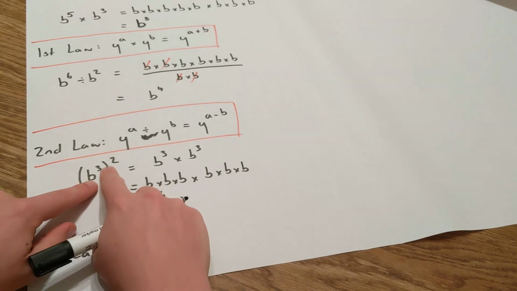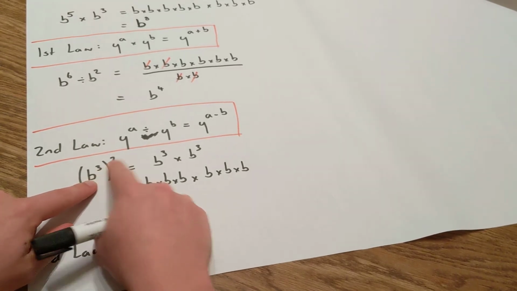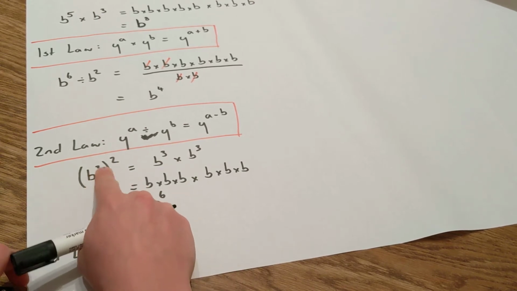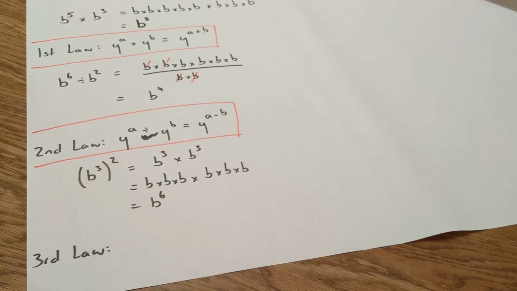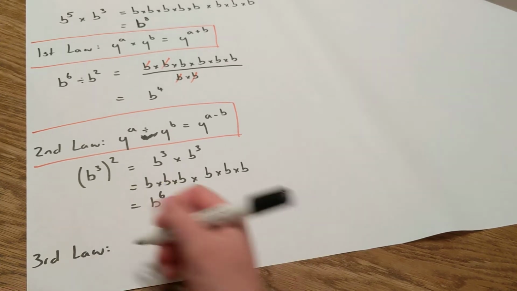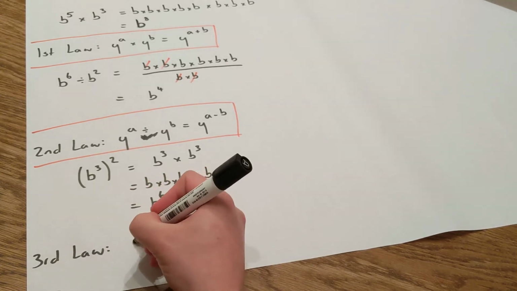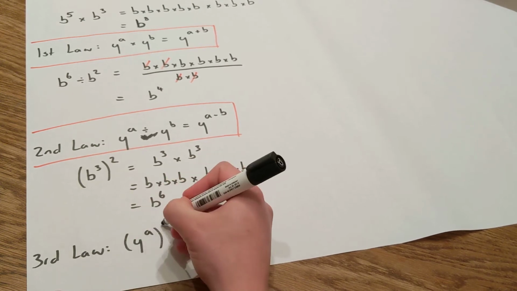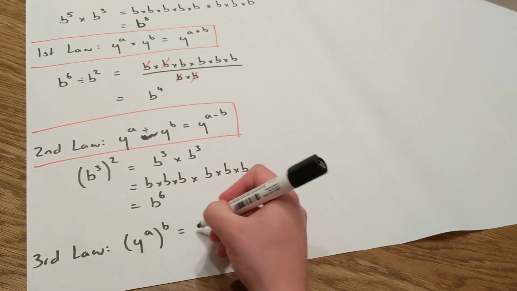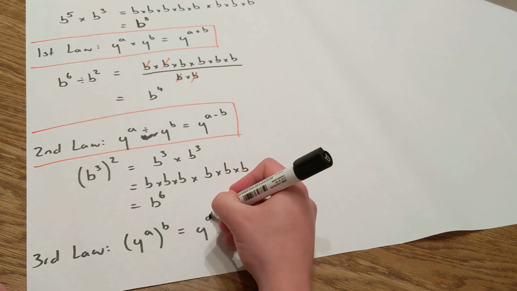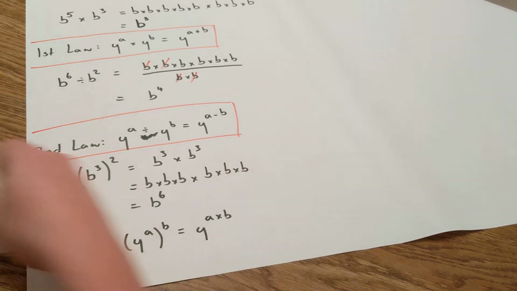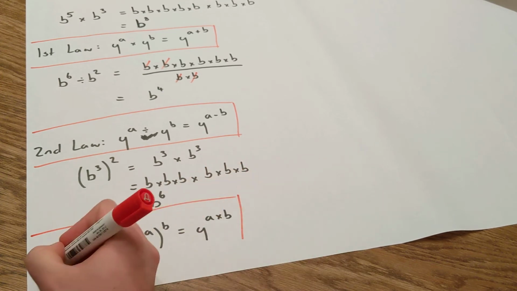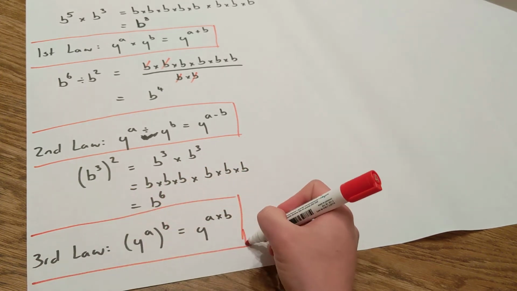And we get this because, look, 3 times 2 is 6. So we see that if we've got something to the power of something else, we just times those powers together. And if we write that out as a law, we could say that y to the power of a all to the power of b equals y to the power of a times b. That there is our third law.